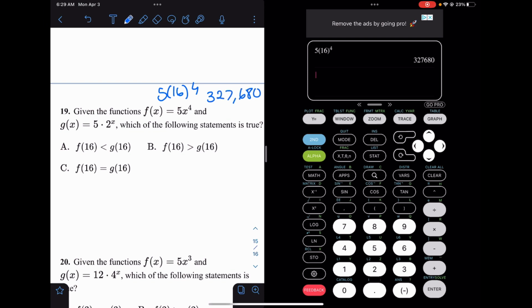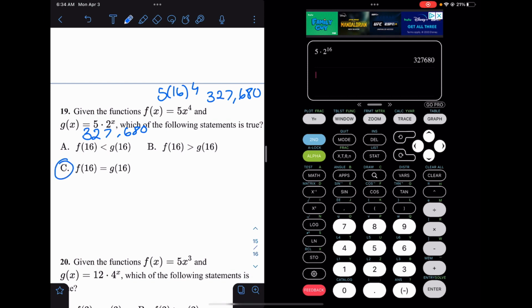I got 327,680. And then my next one here, I got 5 times 2 to the power of 16, which gave me 300,027,680. So these guys are actually equal, right? So f of 16 is going to equal g of 16. So that's our answer here.